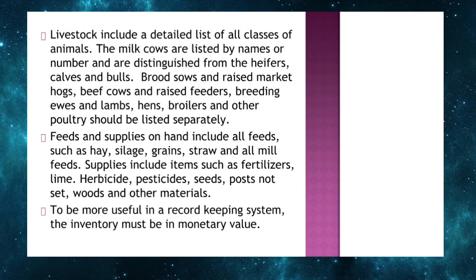Livestock include a detailed list of all classes of animals. The milk cows are listed by names or number and are distinguished from the heifers, calves, and bulls. Brood sows and raised market hogs, beef cows and raised feeders, breeding ewes and lambs, hens, broilers, and other poultry should be listed separately. Feeds and supplies on hand include all feeds, such as hay, silage, grains, straw, and all mill feeds. Supplies include items such as fertilizers, lime, herbicide, pesticides, seeds, posts not set, woods, and other materials. To be more useful in a record-keeping system, the inventory must be in monetary value.